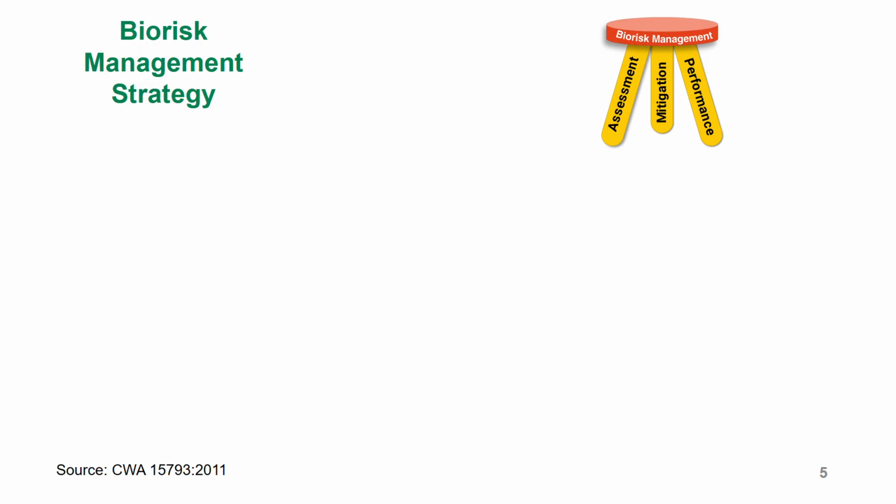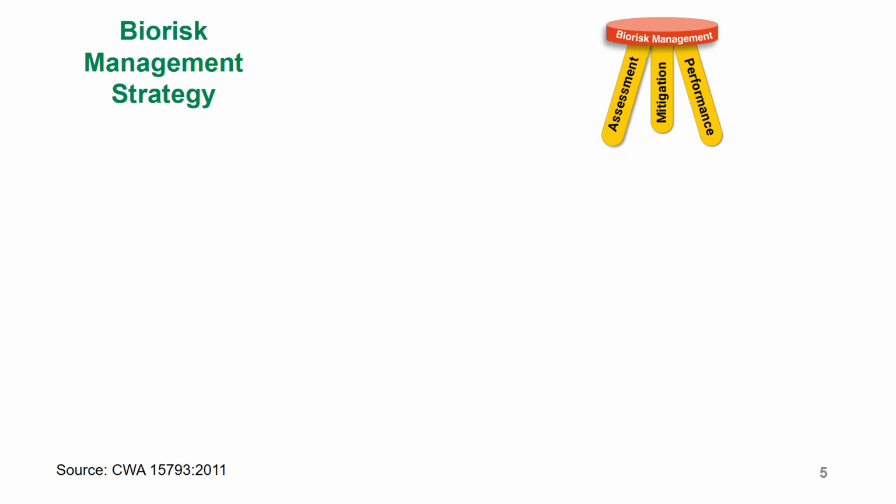Just like a three-legged stool, if you remove one of these legs, that is assessment, mitigation, or performance, the biorisk management strategy itself will not be able to stand; it will fall. So you need all three legs for the biorisk management strategy, or your biorisk implementation in your lab, to actually work. If you remove one or two of these legs, then everything breaks down.